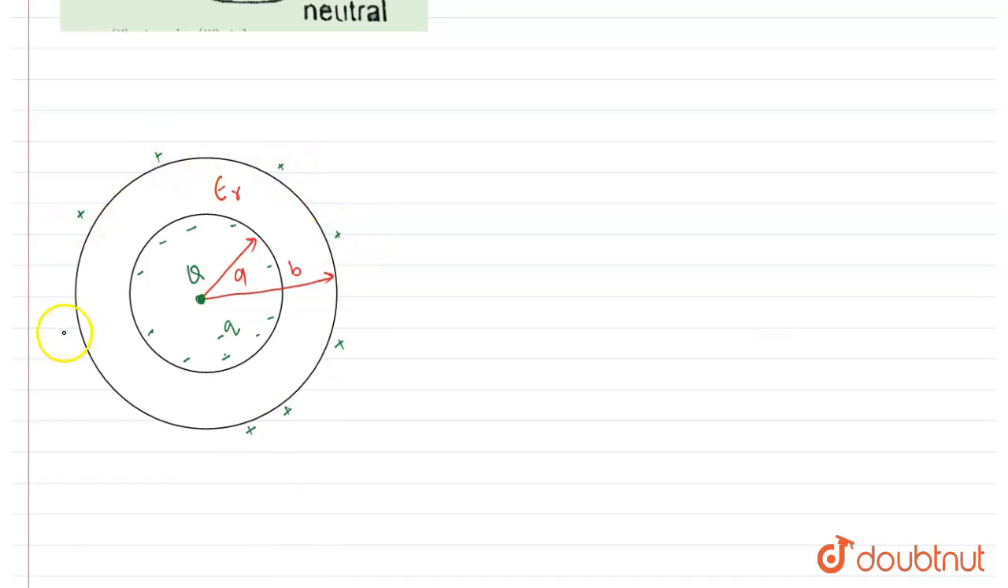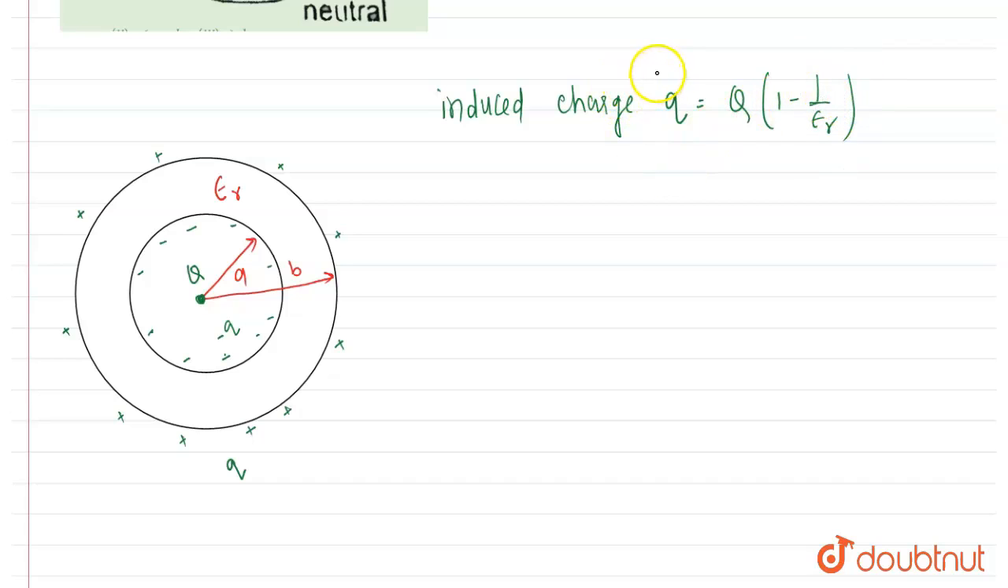of magnitude plus q. The relation of the induced charge small q will be equal to Q into 1 minus 1 upon epsilon r. That is the relation of induced charge on the inner and outer surface of that sphere. Now for the given conditions we will find the electric field.